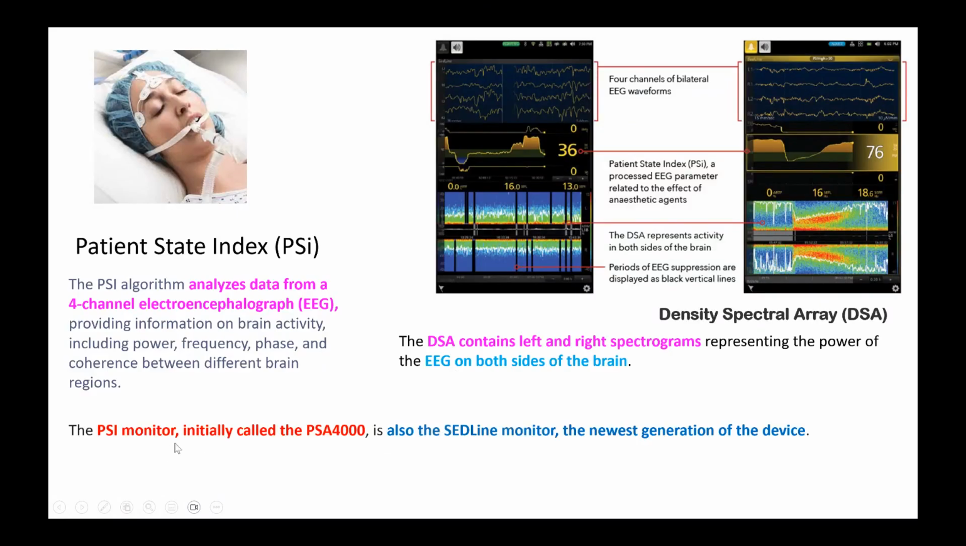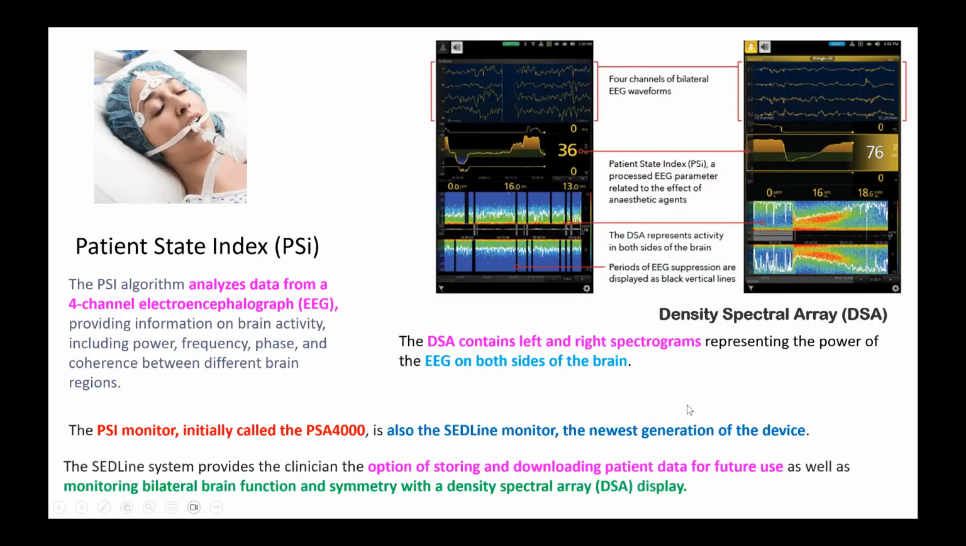And PSA monitor, initially called the PSA 4000, is also one of the SedLine monitors. It's the company which is producing this. It's a new generation device. And the option for storing and downloading patient data for future use, as well as monitoring bilateral brain function and symmetry with this density spectral array are all available. So this is going to be the monitor of future, which is going to tell you all the importance.